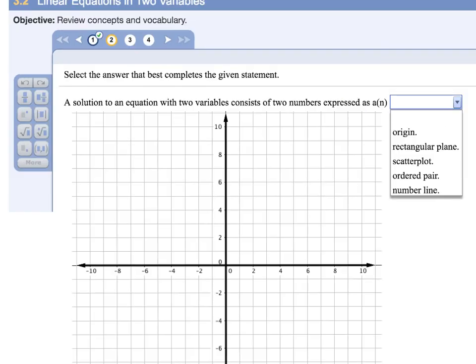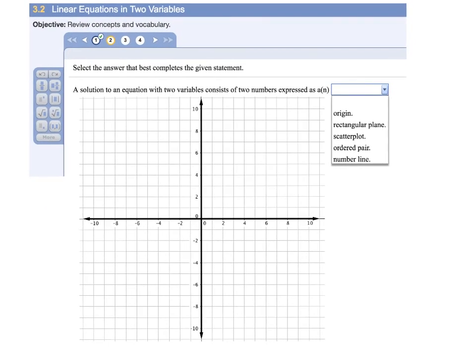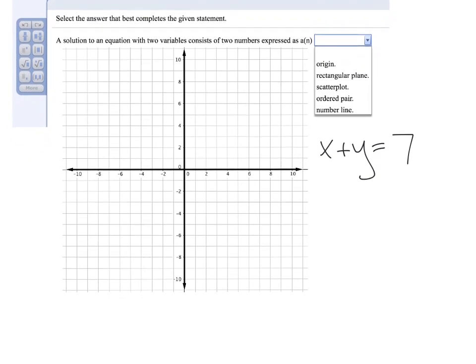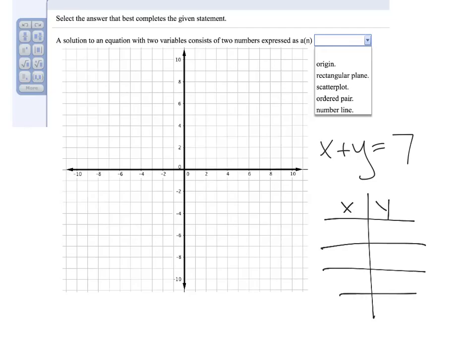So here it is saying a solution to an equation with 2 variables consists of 2 numbers expressed as one of these things. So first off, I'm going to talk about that. So let's say we're going to do, super easy, x plus y equals 7. All right, so now what we're going to do is we're going to make a collection of all the x and y's that work. Well, 5 and 2 works because 5 plus 2 equals 7.